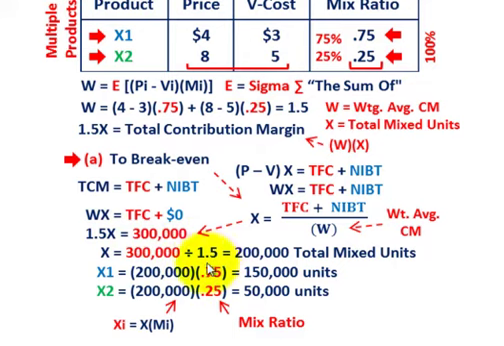And then we determined our total mix. After our total mixed units, the total number of units, we proportioned them out using our mix ratio, taking the total number of units times the mix ratio allocated for each product. That determined the number of units for break-even for X1, and then the same for X2. Okay, so that's for our break-even point.